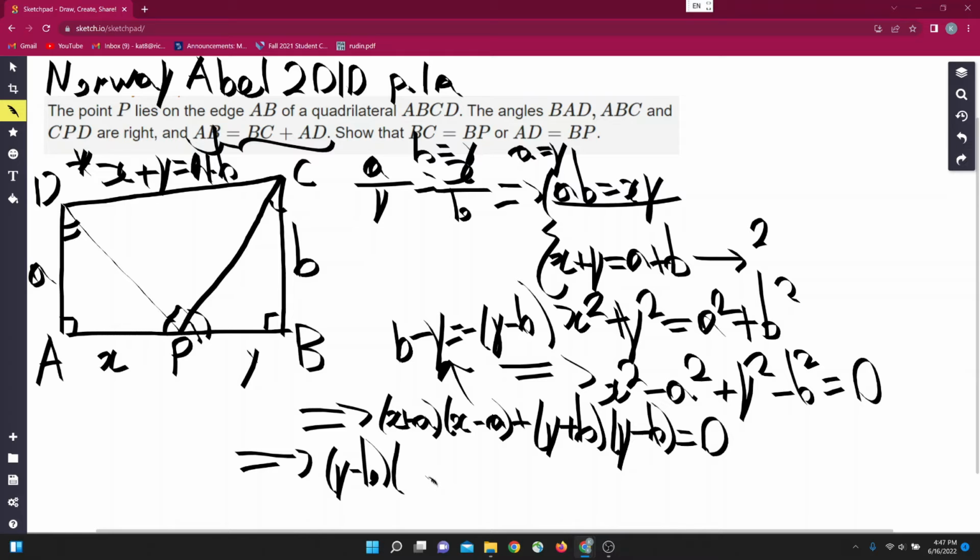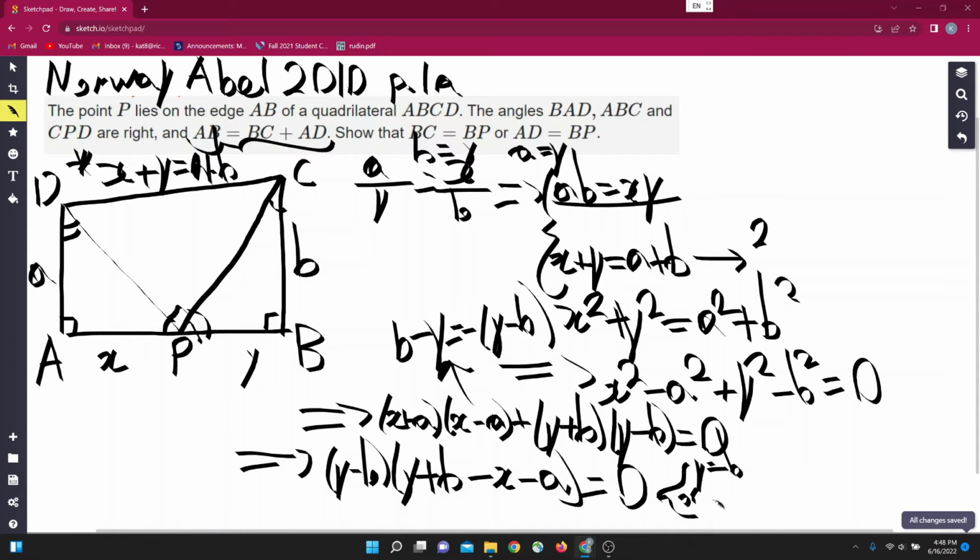So we're left with y plus b minus this entire term, x minus a, since we're left with this minus factor equal to 0. In other words, this splits up into two parts. Y equals b, which is one of the desired results, or y plus b minus x minus a is equal to 0.